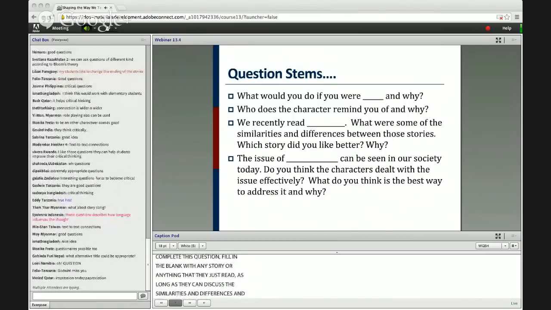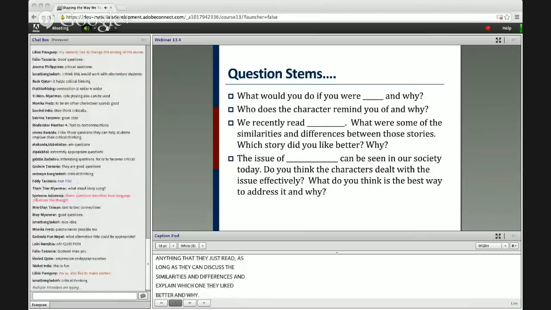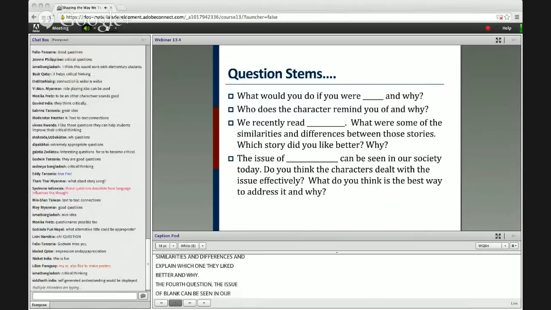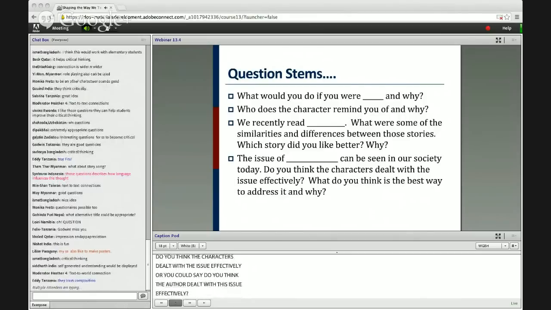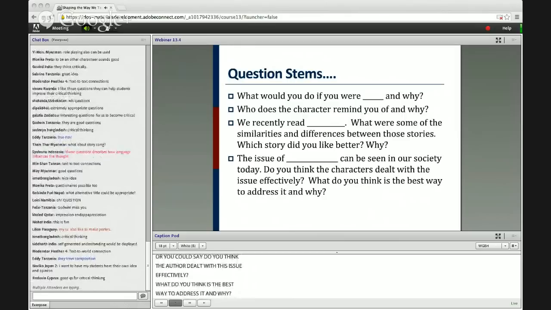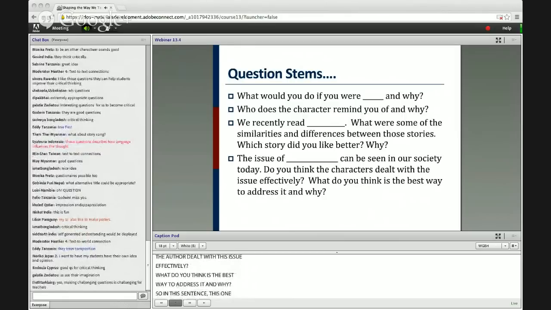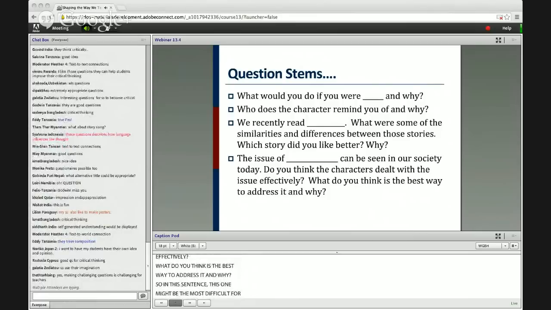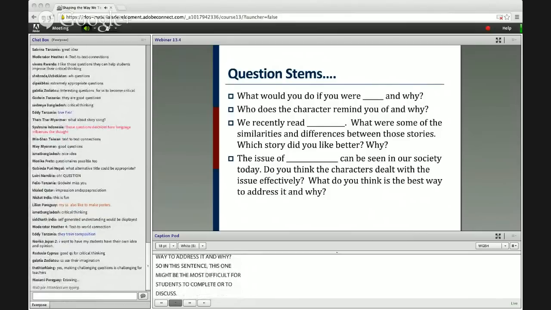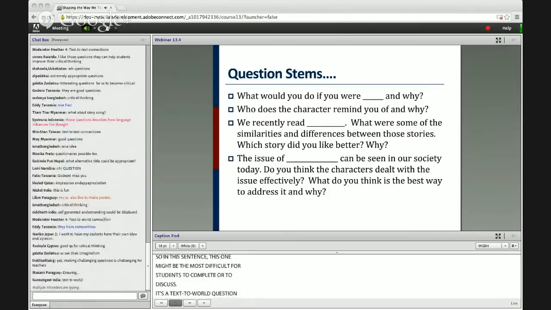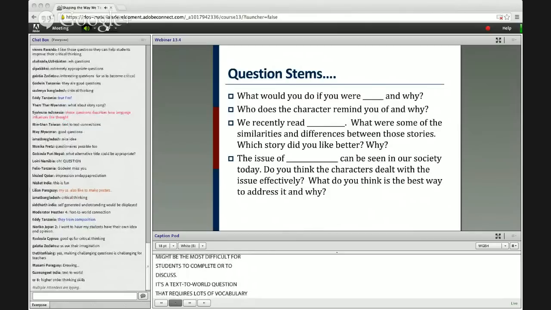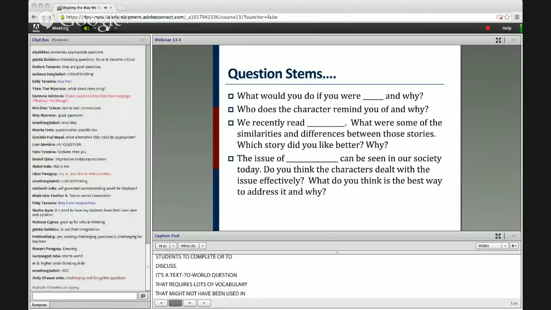The fourth question, the issue of blank can be seen in our society today. Do you think the characters dealt with the issue effectively? Or you could say, do you think the author dealt with this issue effectively? What do you think is the best way to address it and why? So this one might be the most difficult for students to complete or to discuss. It's a text-to-world question. It requires lots of vocabulary that might not have been used in the text. But you could have your students pick a theme from the book and fill it in.